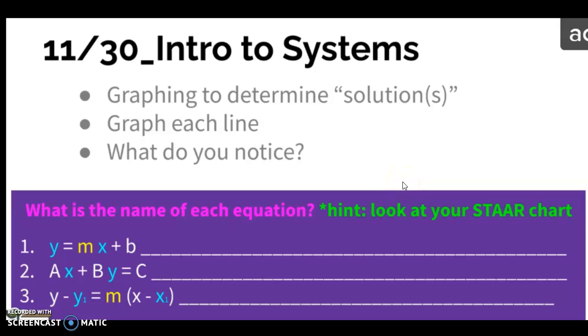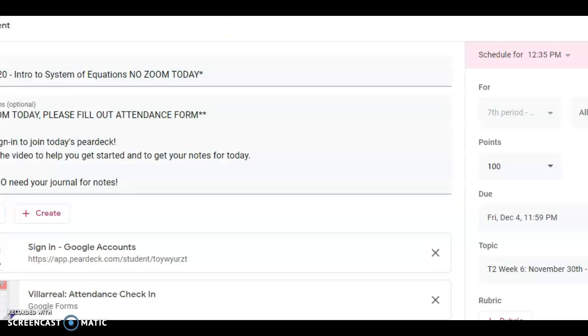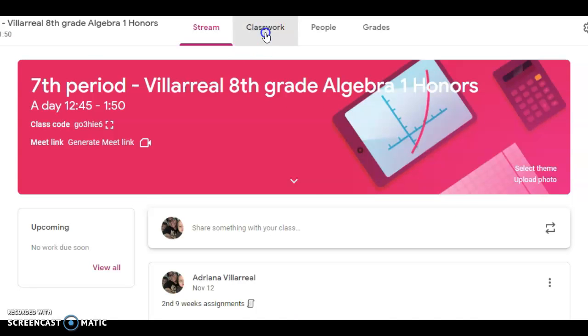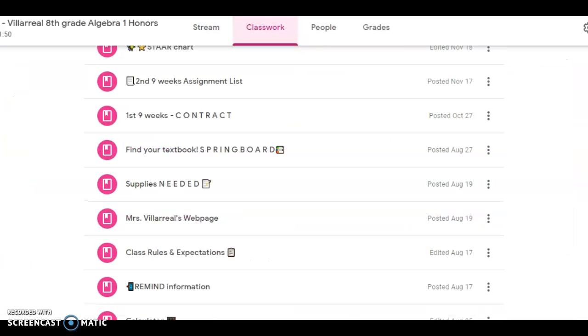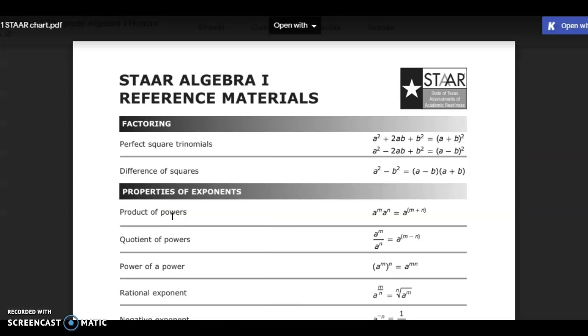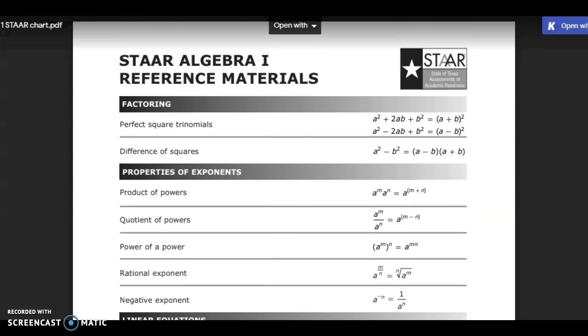Okay, on slide 1, once you get into the Pear Deck, there is a little warm-up for you to do. There are 3 equations that I posted. I want to know the name of each of the equations. A hint is to look at your star chart. In Google Classroom, I posted your star chart in the resources section. In classwork, if you scroll all the way down to resources, I linked the star chart that you will use on your algebra star test.